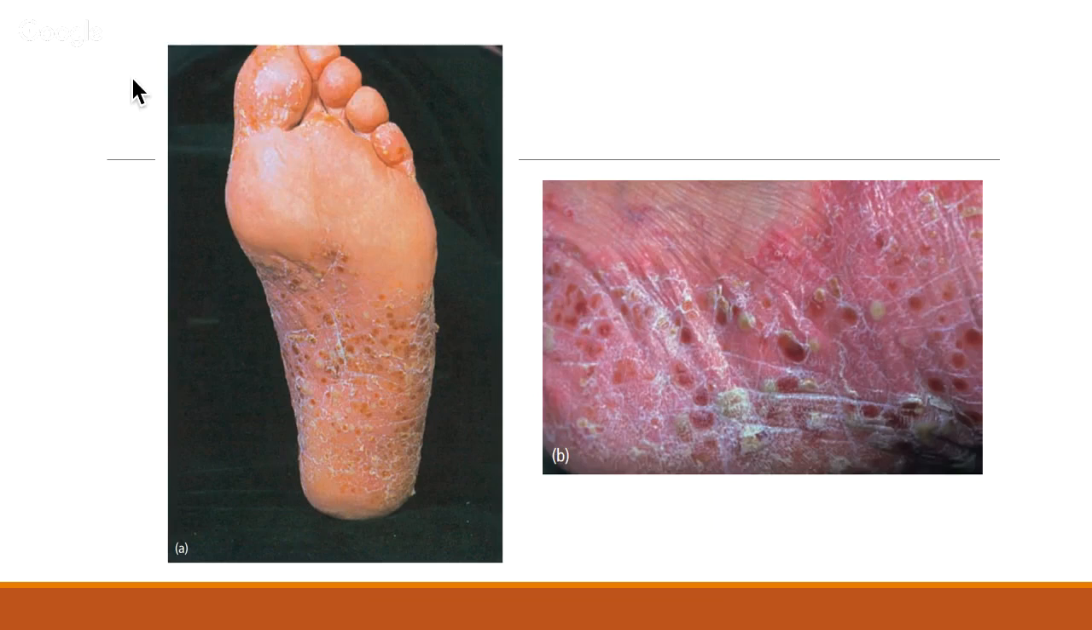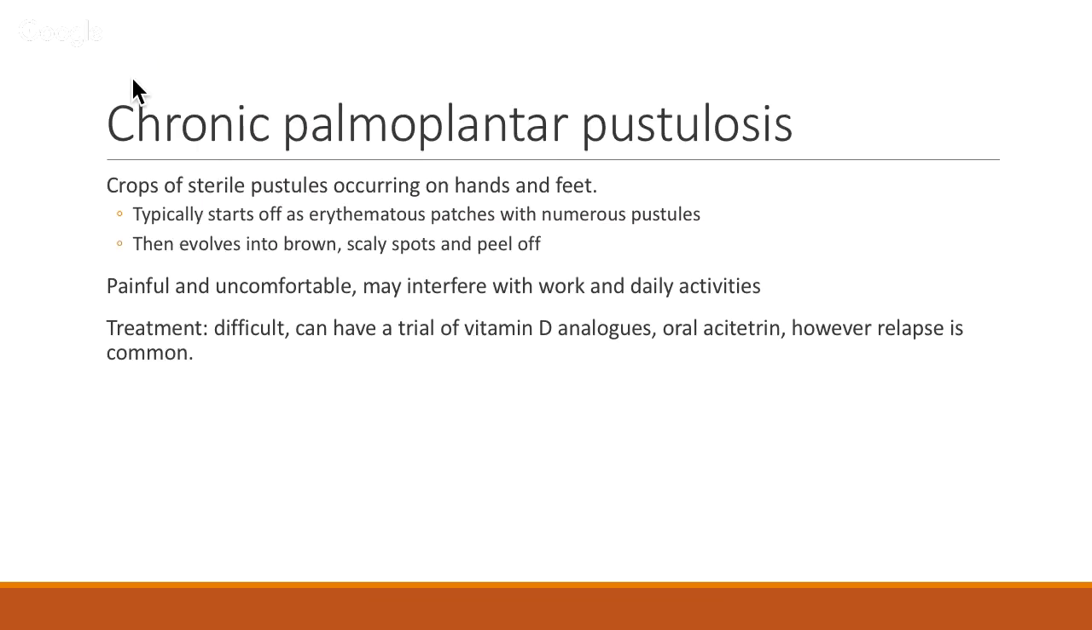So this has been happening for a longer time, and interestingly, the pustules are actually sterile, so you get these chronic sterile pustules on the hands and also the soles of the feet, and it typically starts off as erythematous patches, but then you get the development of those hyperpigmented brown lesions afterwards, and then finally they peel off. It's quite painful and uncomfortable, particularly because it's located on the hands and the feet. So significant morbidity, and fortunately it's quite difficult to treat, but they can have a trial of vitamin D analog, so it's calcipotriol, oral acitretin, but relapse is common.